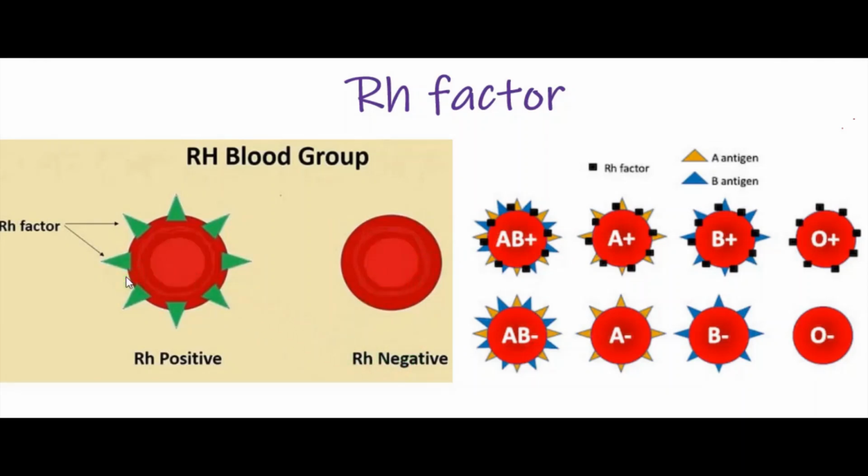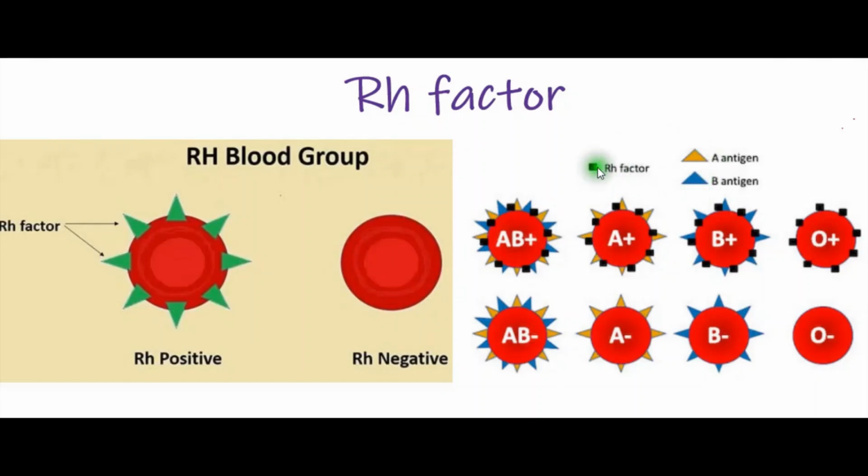Already we have seen that antigens and antibodies are also present. RH factor is also present on the surface of the RBC, so it is known as RH positive. If there is no RH factor, that is known as what? RH negative.